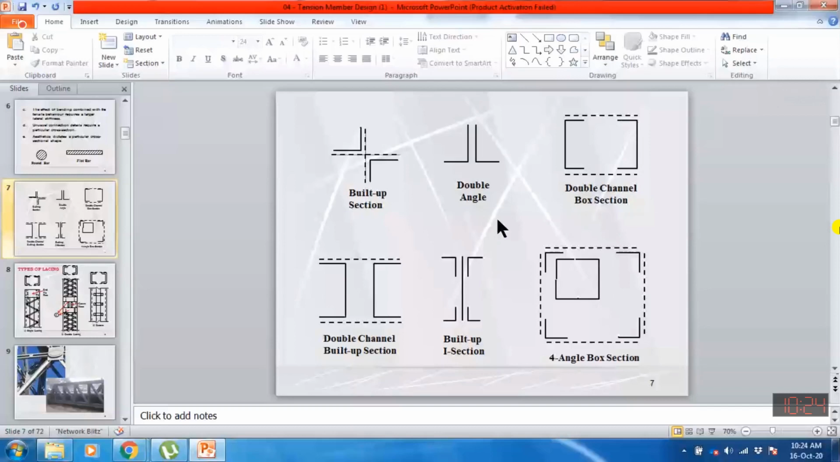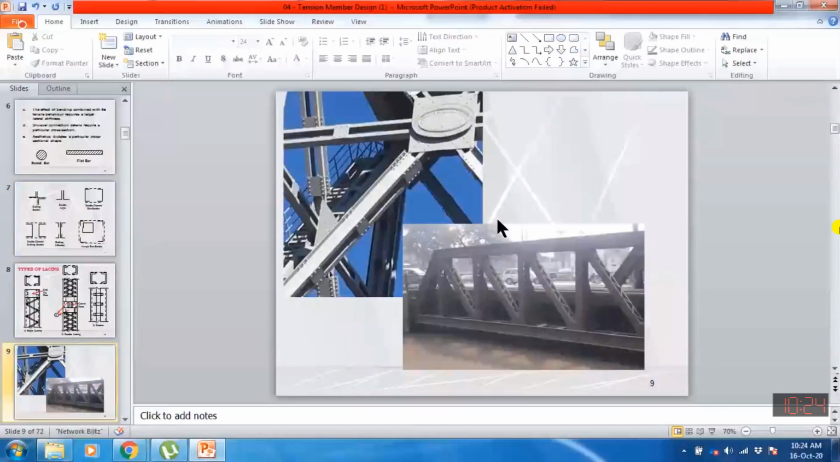Okay, here these are two examples of built-up sections. Here you can see the bridge. This bridge, I have taken this picture maybe at Dharampura railway bridge. Here you will see that this diagonal member and vertical member are built up. They have one channel here and one channel on the other side, and they are connected with thin flat steel bars, which are called lacing, in a triangular pattern.